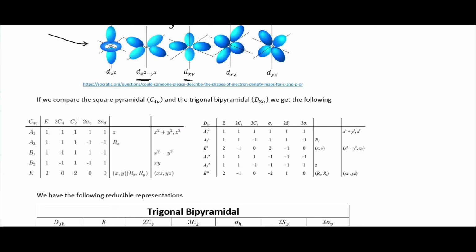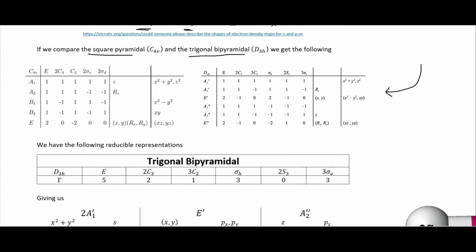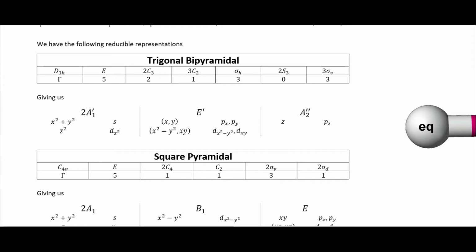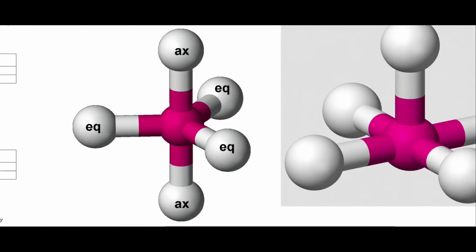So then we can compare the square pyramidal and the trigonal bipyramidal point groups here, which are going to have the same number of bonds. They're just going to have different geometry. And so we can sort of compare these two here. I have the two character tables shown right here, and so we get the following two reducible representations. Oh, by the way, this is what those look like.